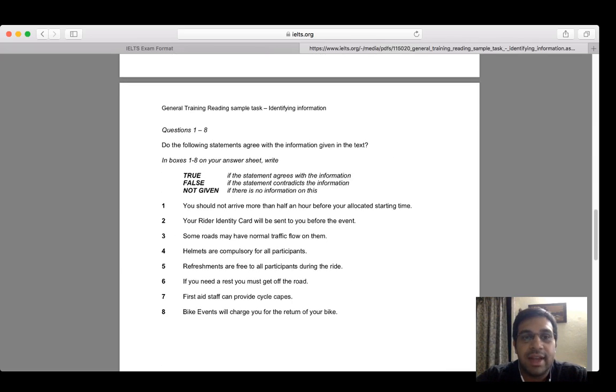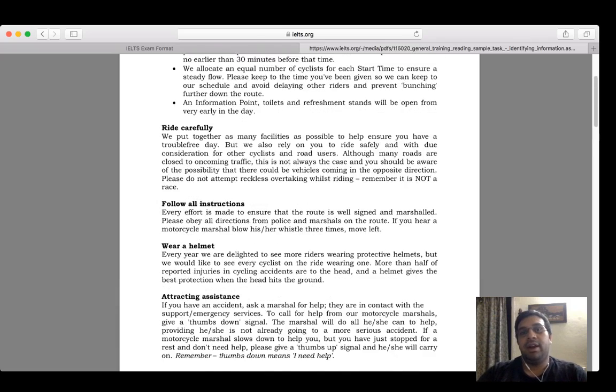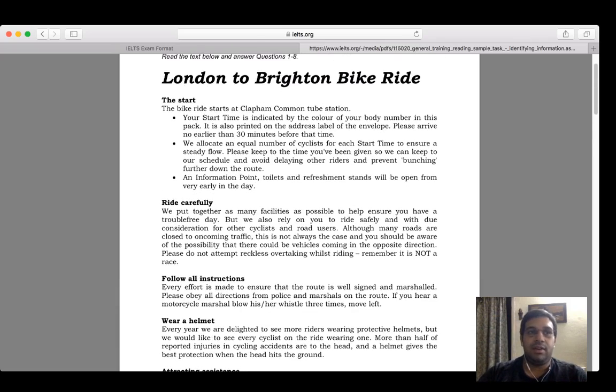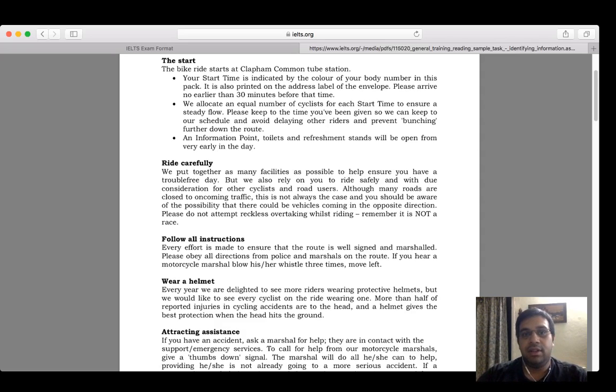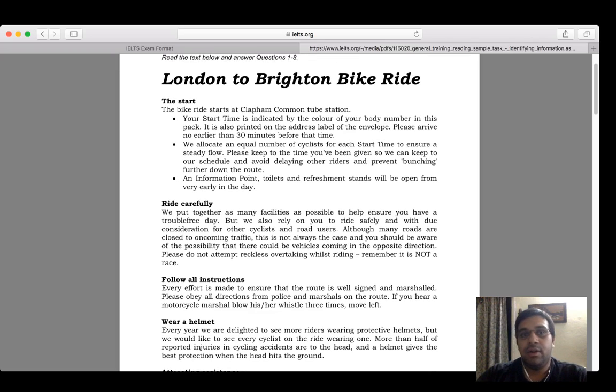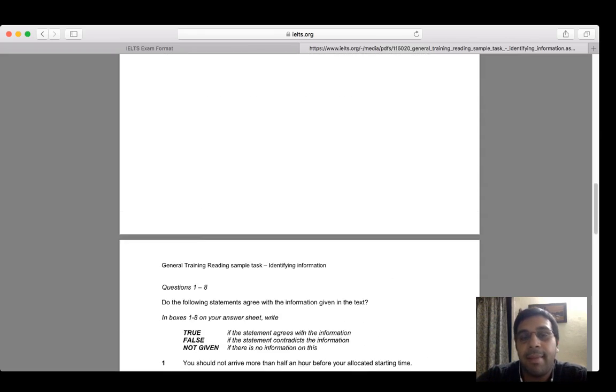So if you'll see, it's more of a factual essay, where facts are given. It's about a bike ride, what things are required for that bike ride, and what traffic arrangements will be there. So facts are given in this essay, and the author's opinion is not that important in this particular essay. Hence, this is a true, false, not given essay.